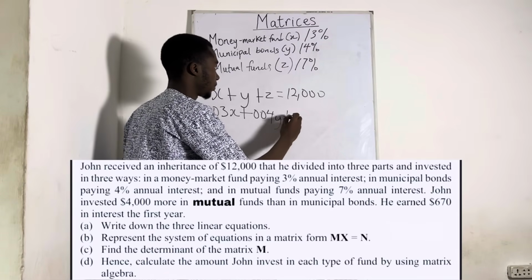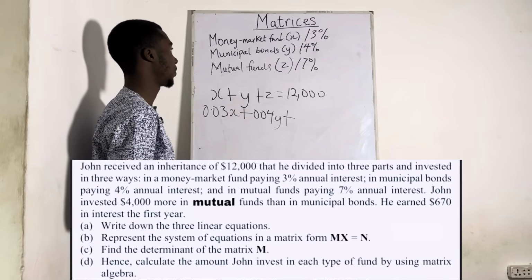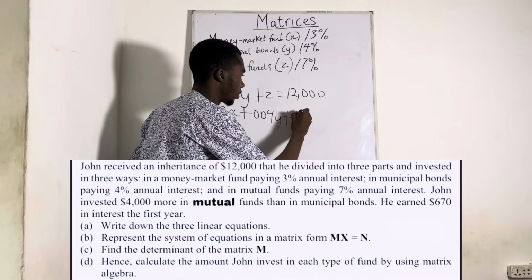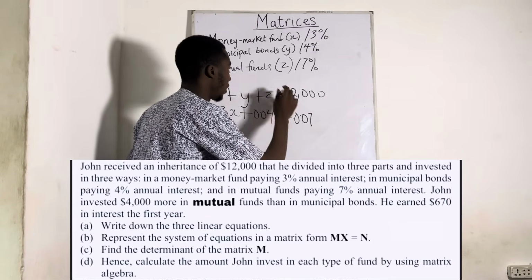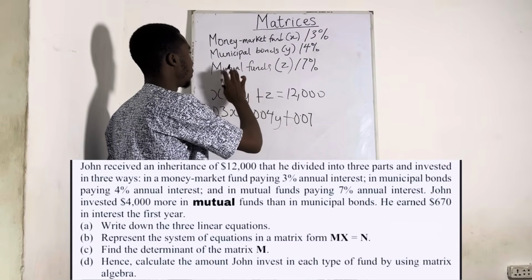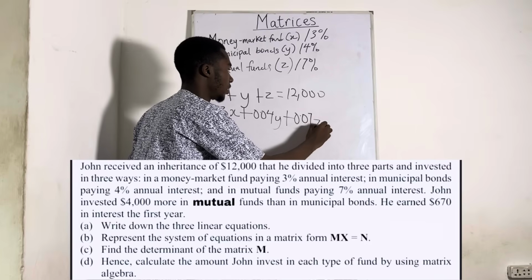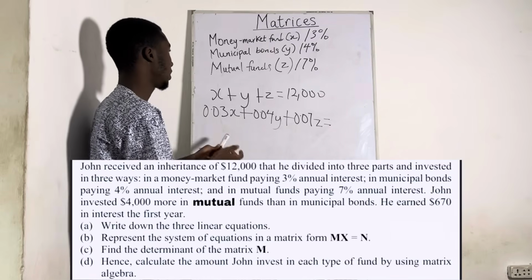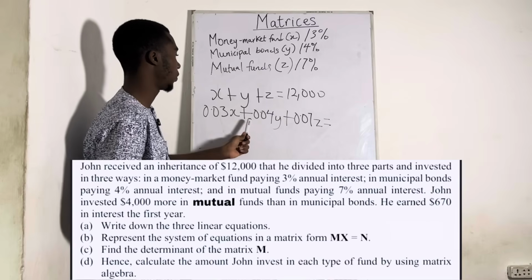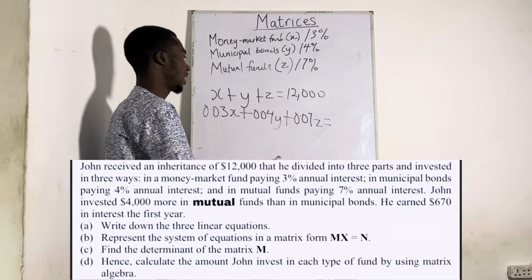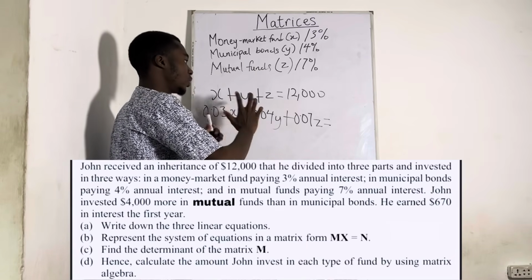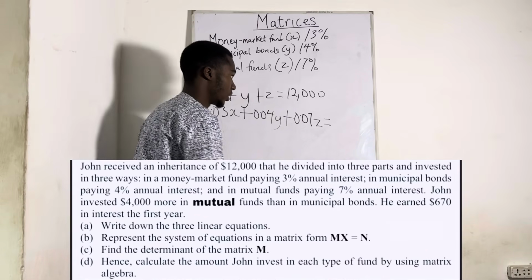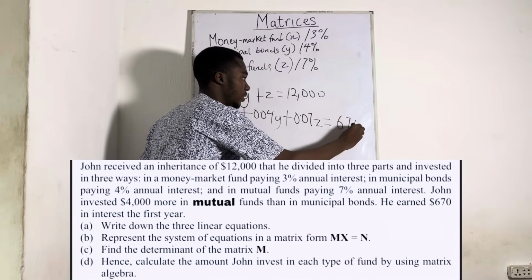Then plus the mutual funds, which is 7%. So 7% is 7 over 100, which will give you 0.07. And that's z, because we decided to represent mutual funds by z. So 0.07z. Then this is equal to, remember what we just wrote is the interest for all of them. 3% is 0.03, 4% is 0.04, and 7% is 0.07. These are the individual interests. So the individual interest should be equal to the total interest in the question, which is 670. You get it? So this should be equal to 670.